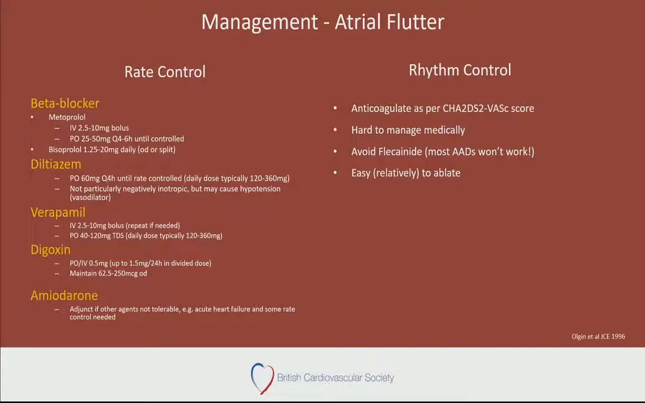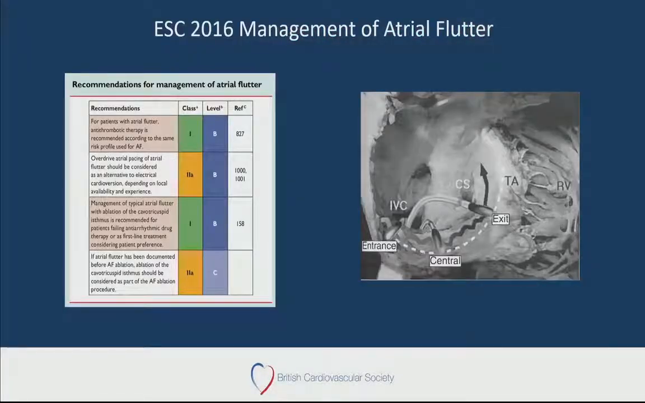Management of atrial fibrillation medically is actually quite challenging. Rate control is difficult. You've got all these drugs that you can use, but actually they don't work that well. And remember, you have to do anticoagulation and ideally avoid flecainide. So you really want to be ultimately referring these patients for catheter ablation, because the current guidelines give a class 1 recommendation for catheter ablation.